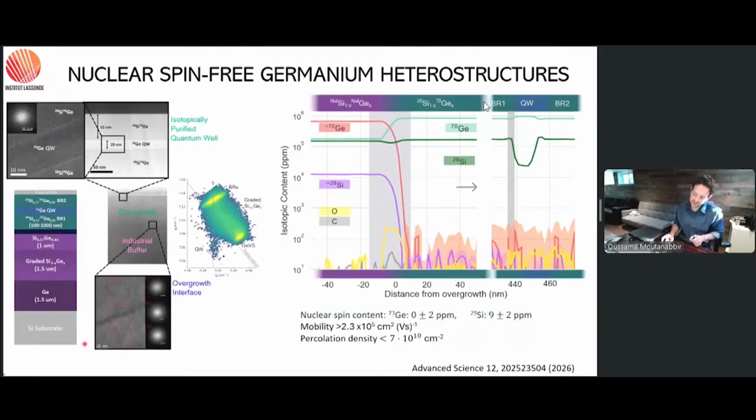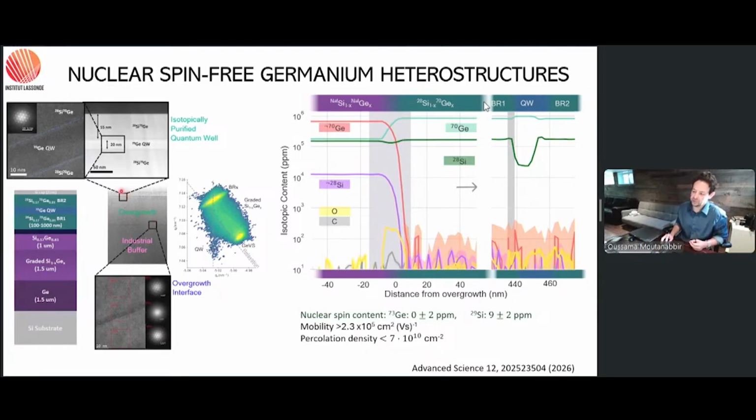The TEM image here shows the interface between the industrial buffers, that's this black band here, and what we grow. And you see that we have a little bit of contrast here. So there was a little bit of germanium segregation at that interface. But you can see clearly that there are no extended defects.